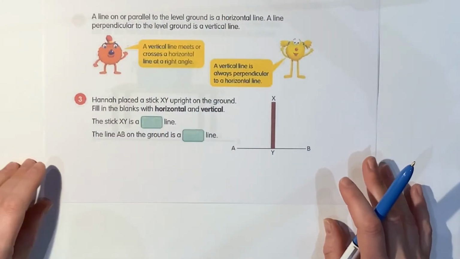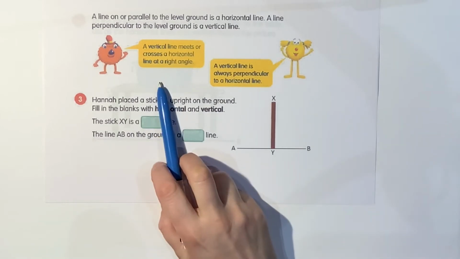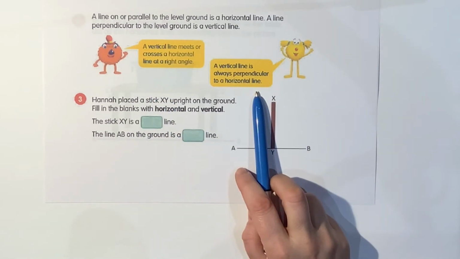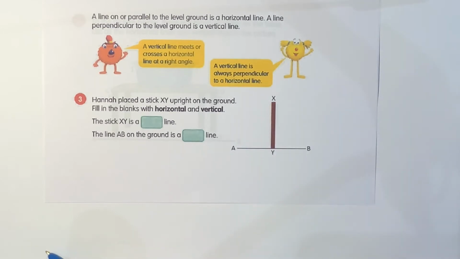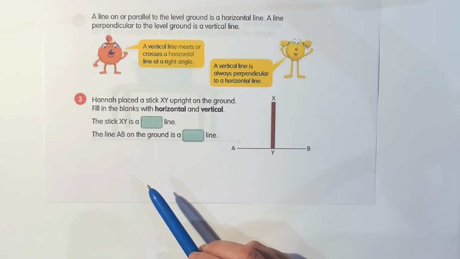Okay. A line on or parallel to the level ground is a horizontal line, and a line perpendicular to the level ground is a vertical line. A vertical line meets or crosses a horizontal line at a right angle. A vertical line is always perpendicular to a horizontal line. Let's see if you can fill in these gaps. Do pause, have a go first, and then unpause where I go through it.